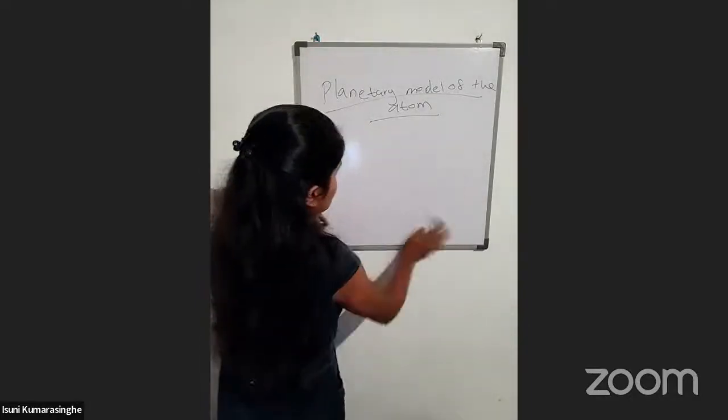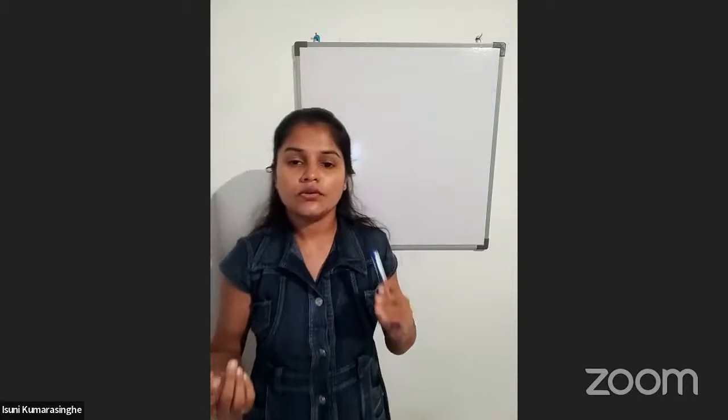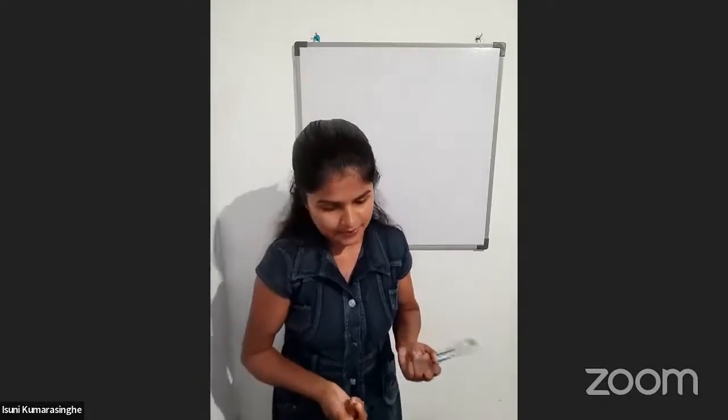Then again, under the third lesson, we are going to discuss the electronic configuration. When you study the periodic table, you have to have an idea about the electronic configuration of an element. Next week we will discuss how we can write electronic configurations. Then under this lesson, we will discuss the patterns seen in the periodic table and what the periodic table is.